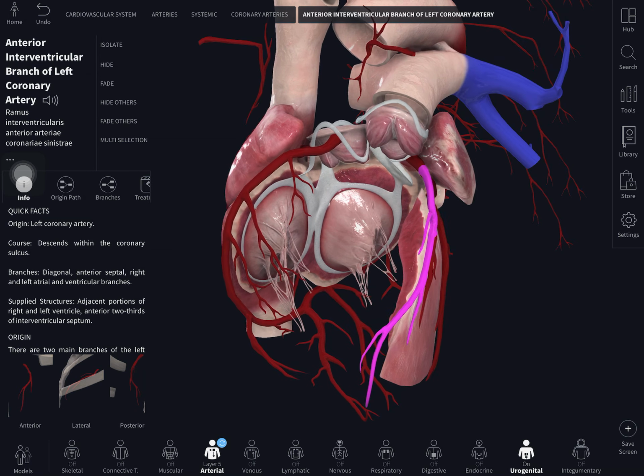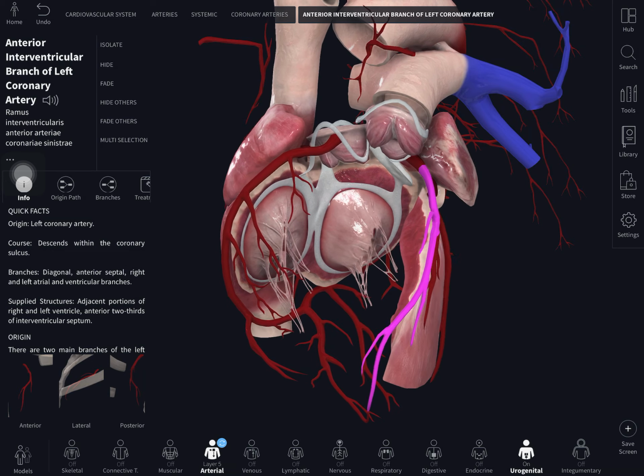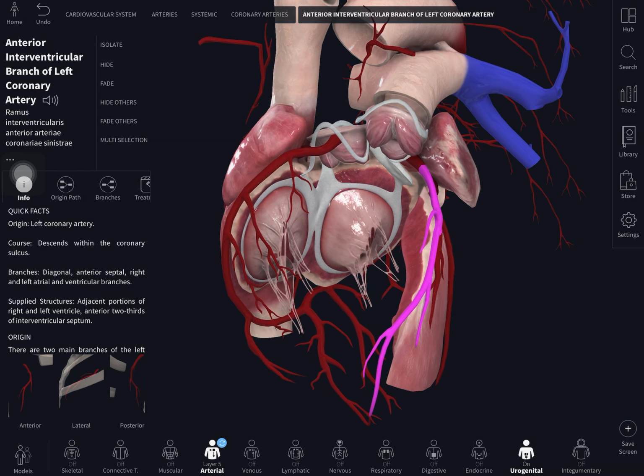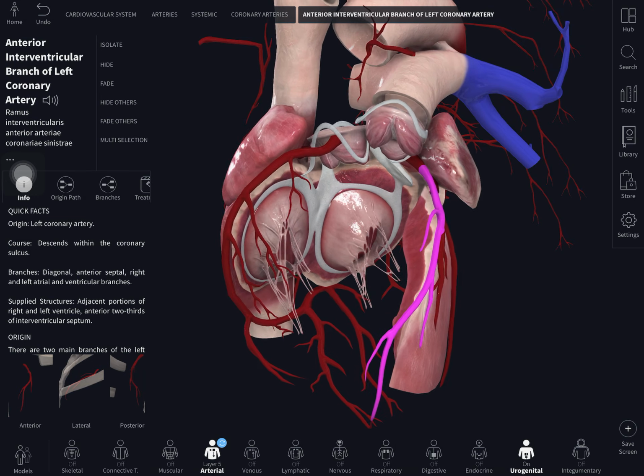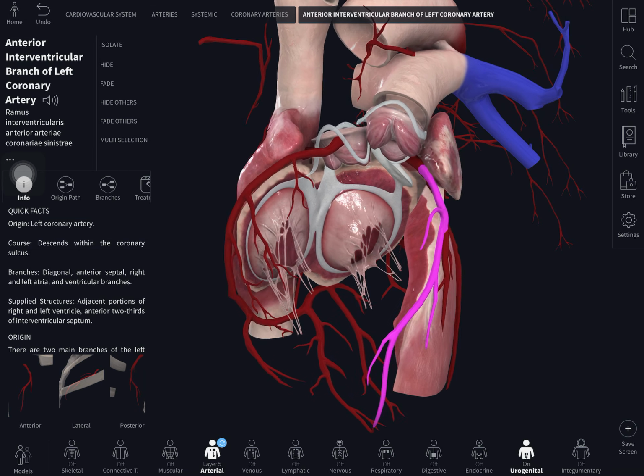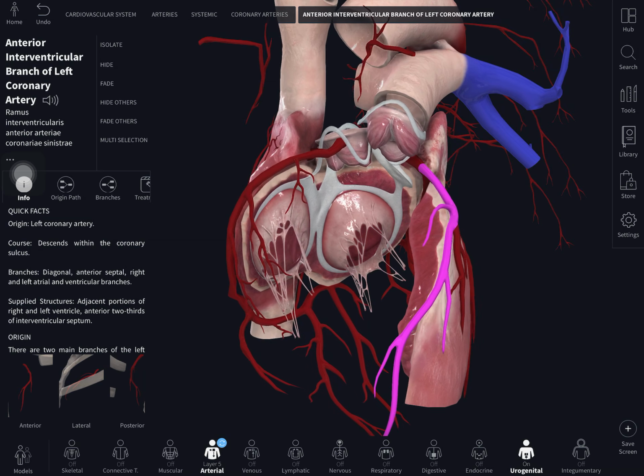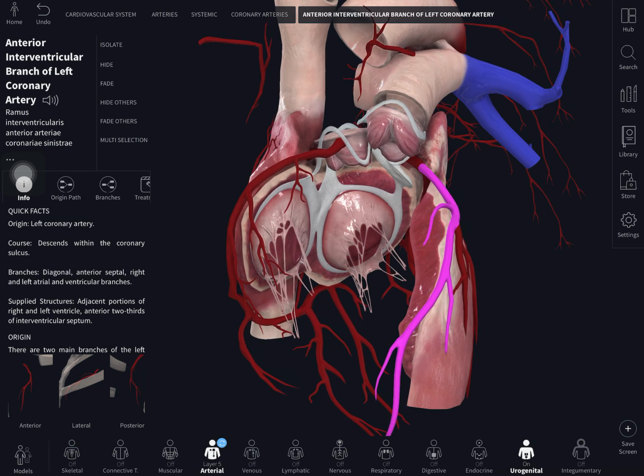So this is what you have to understand about the coronary anatomy. Next I will explain about the ECG.